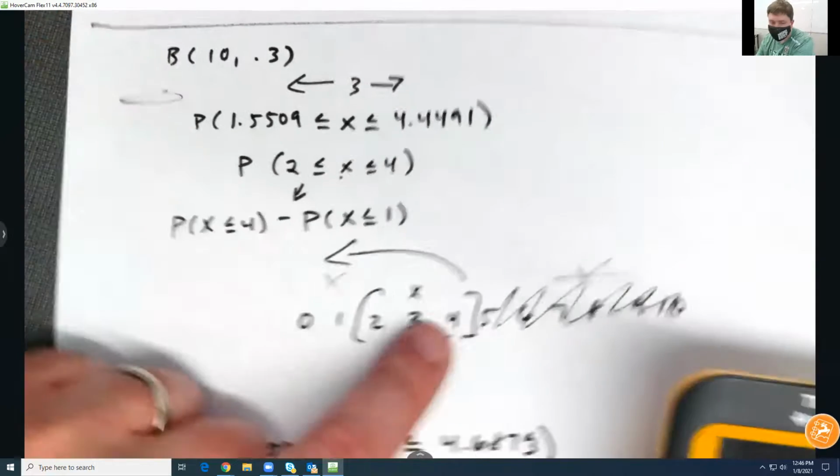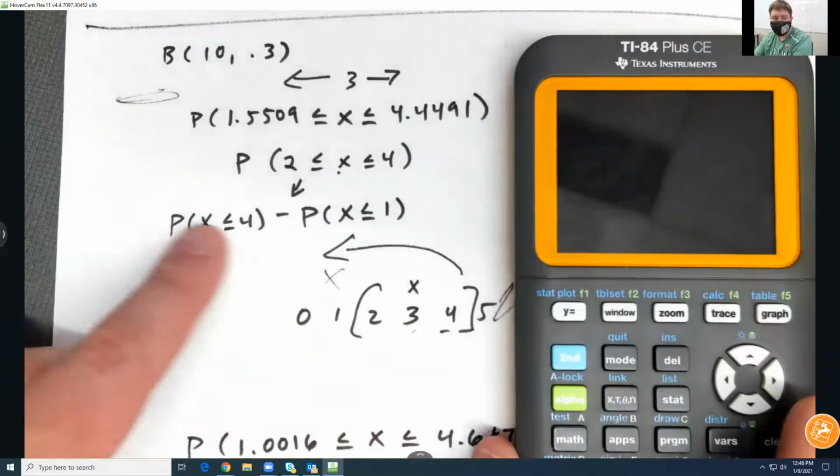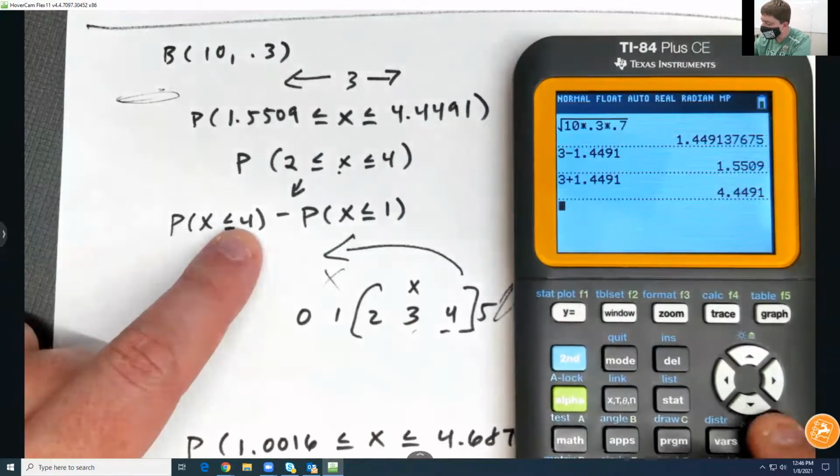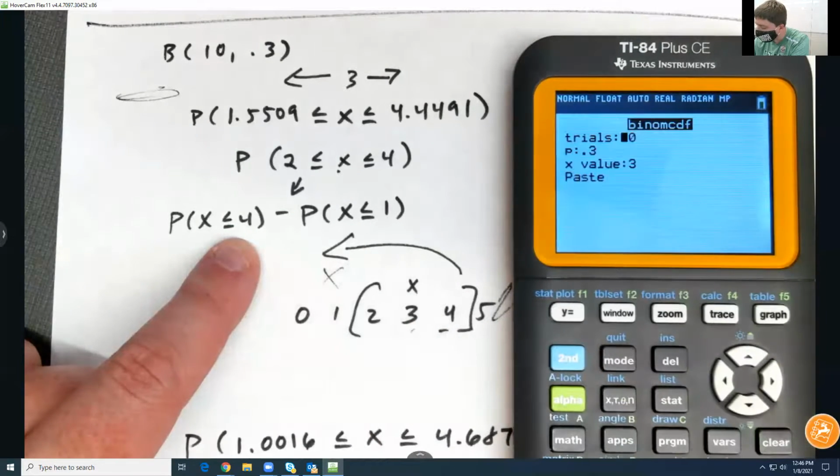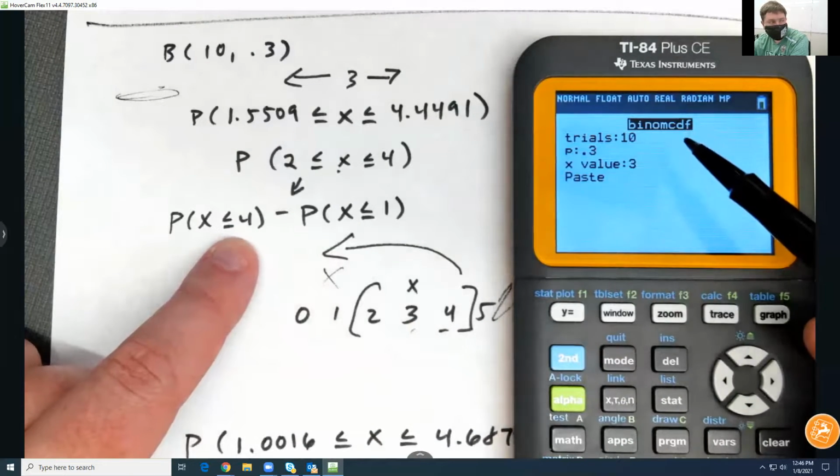All right, for those of you that don't want to have to draw this, but draw it if you need to. We're going to do 2 different probabilities at the same time and subtract from each other. I'm going to do the 4 first. So second vars. All these are going to be CDF because they are inequalities.